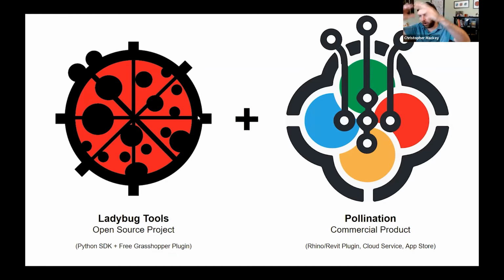Anything that we call Ladybug Tools is our open source project. That mainly refers to either the Python SDK of our core libraries or the free Ladybug Tools Grasshopper plugin that many of you are familiar with. Whereas Pollination is the banner under which we sell a lot of our products and services. That includes the Revit plugin that some of you may have seen this morning if you're in the workshop with Mustafa. It includes the Rhino plugin that we're going to be working with today. It includes our cloud service and App Store, and I'll go into some detail with that. But that is really the main distinction between these two: we'll use the word Pollination to refer to any of the products that we sell.